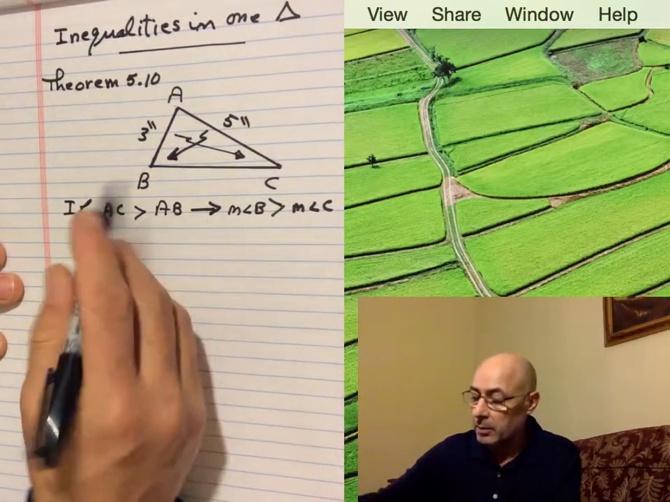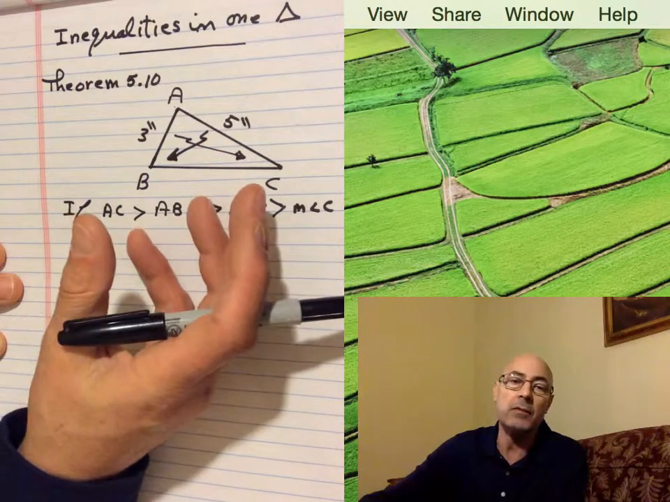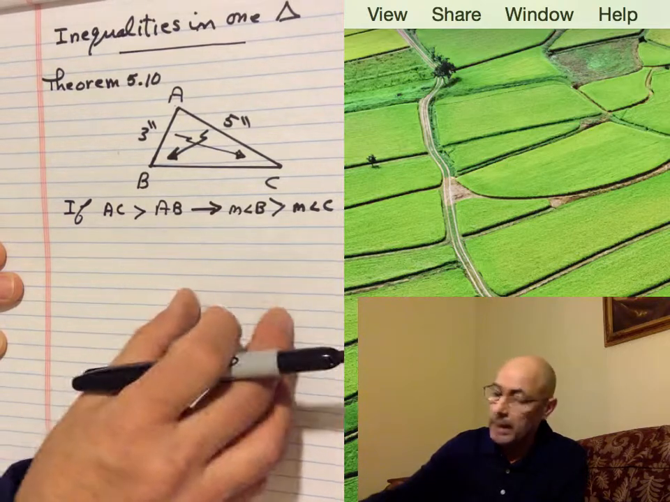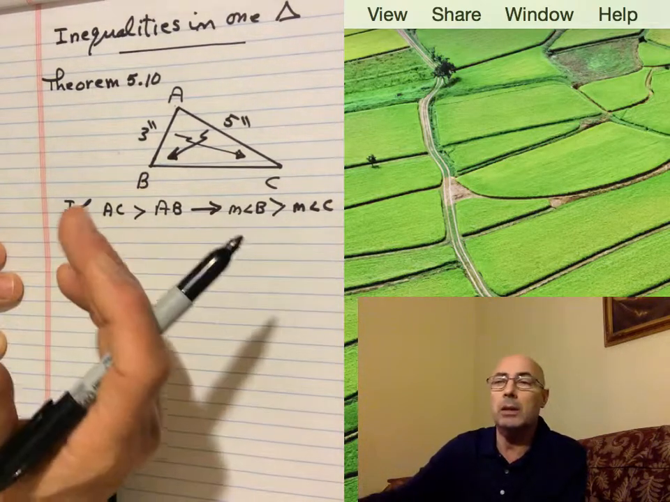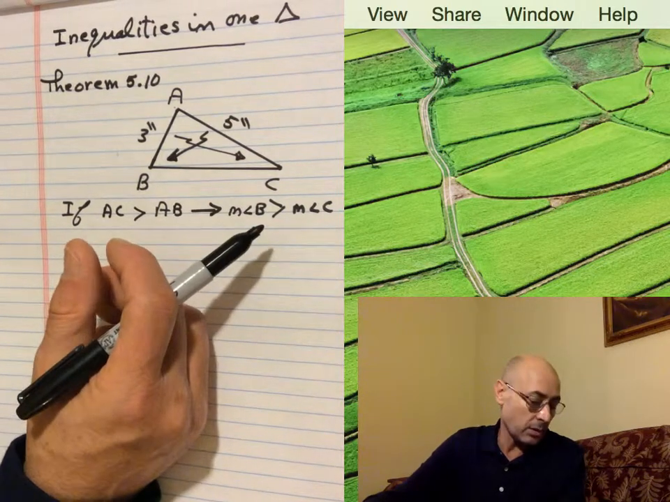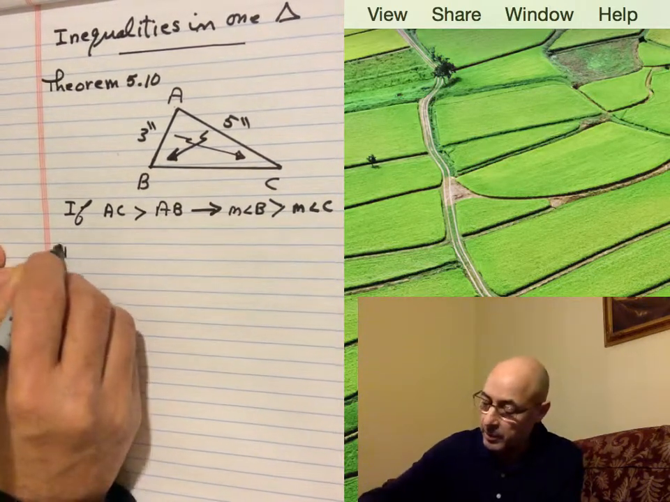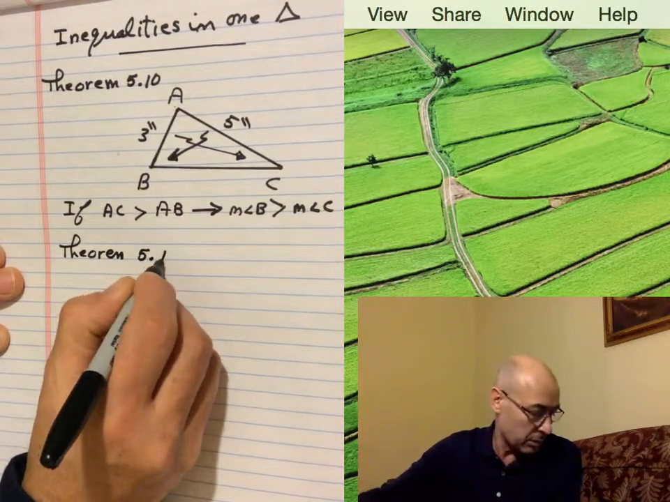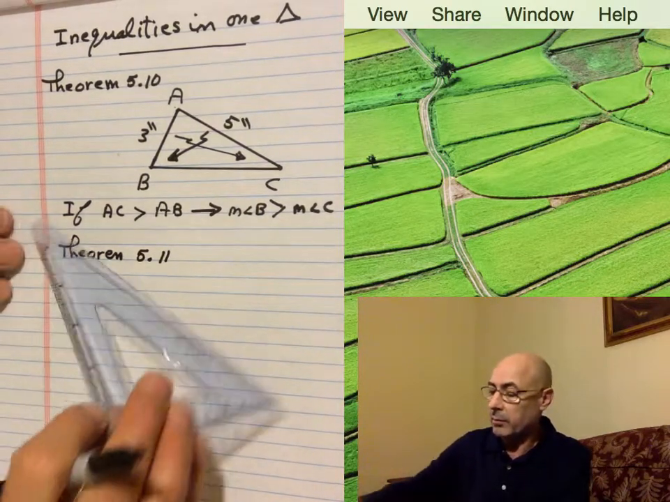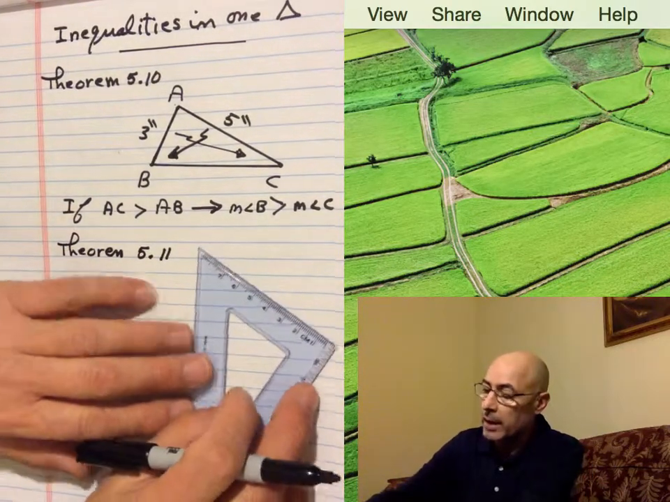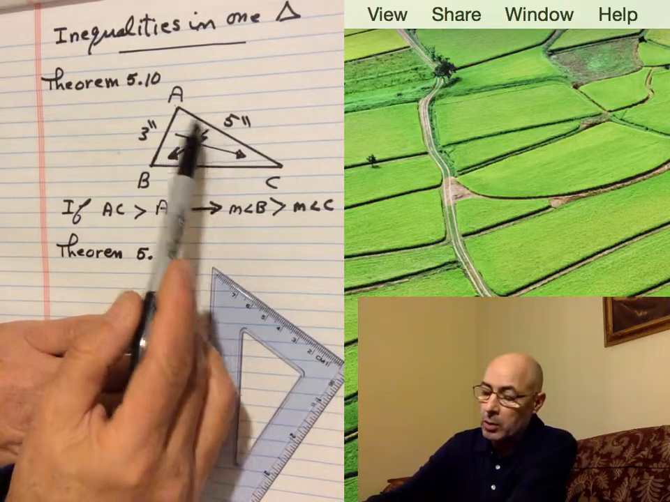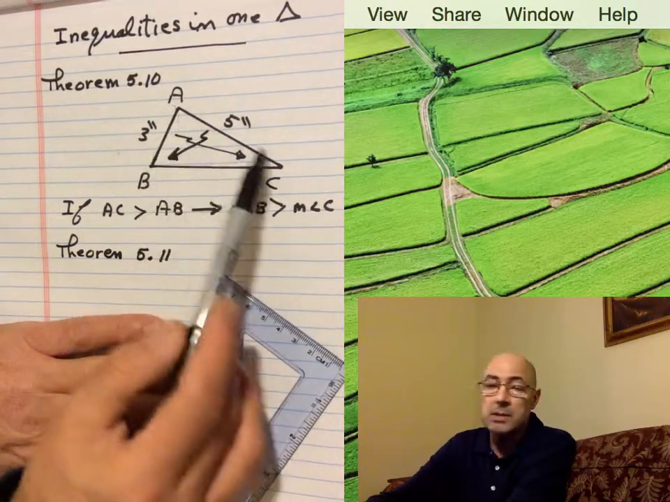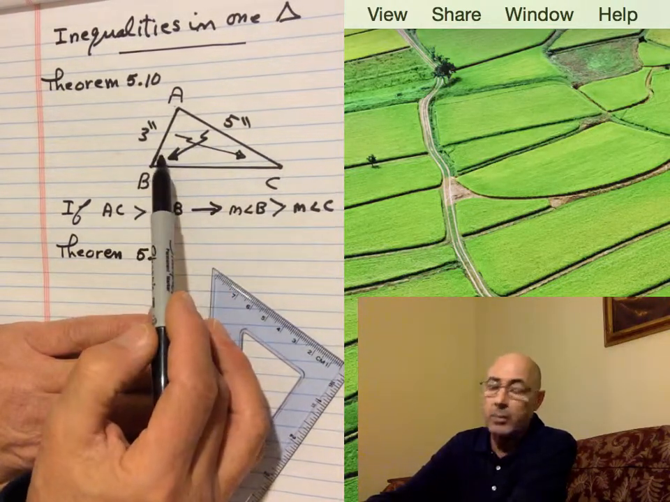Now we have another theorem, you can say it's the inverse of this theorem. If one angle is greater than the other angle, then we can conclude that one side is going to be greater than the other side, and that's theorem 5.11. So in theorem 5.11 we have a triangle, and we know the angles this time. Before, we knew the two sides, one of them greater than the other, then the longer side has the greater angle across from it.